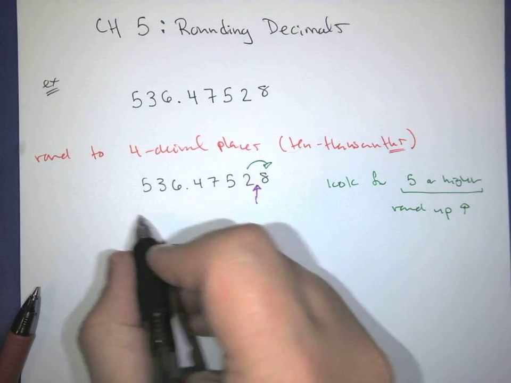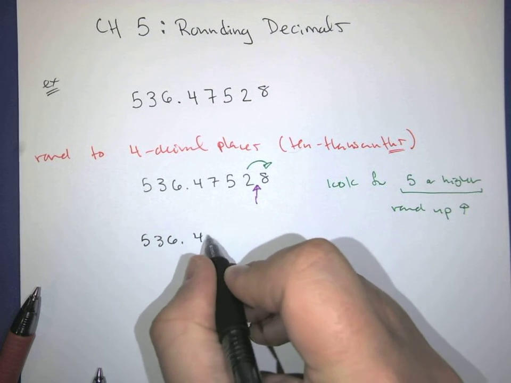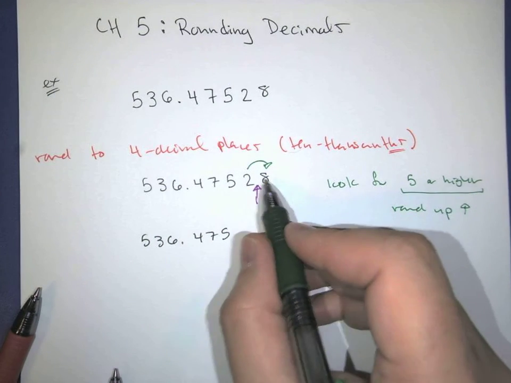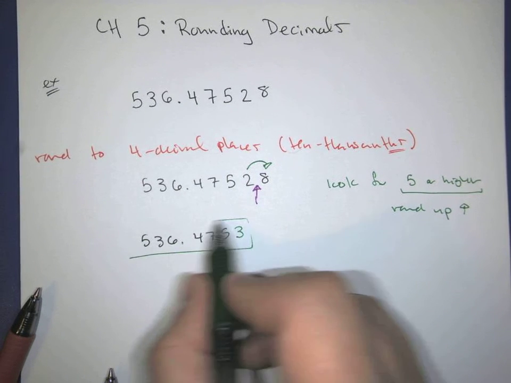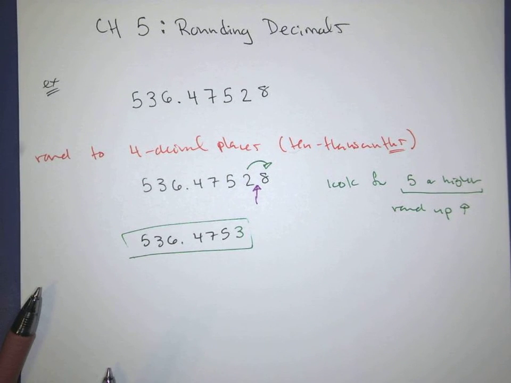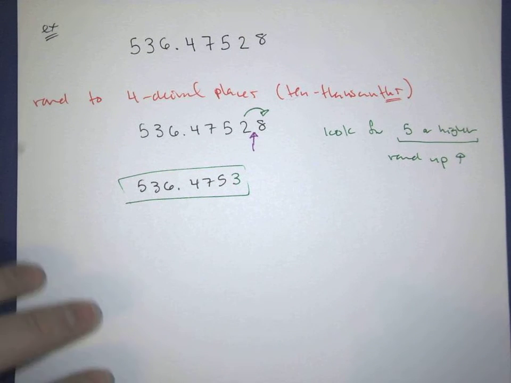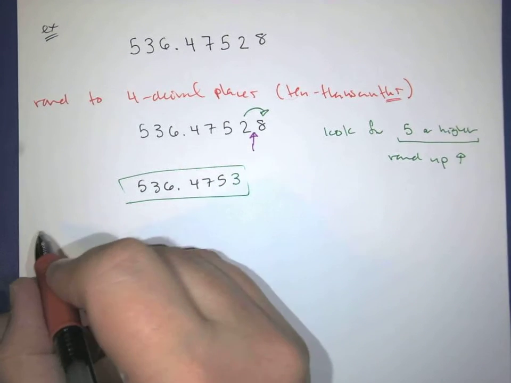So this is going to become 536.4753. All those digits stay exactly as they are, and the 8 is going to round this 2 up to a 3. So our rounded version ends up looking like that. Let's work our way up through the digits. Let's round to 3 decimal places. Let's round to the thousandth.